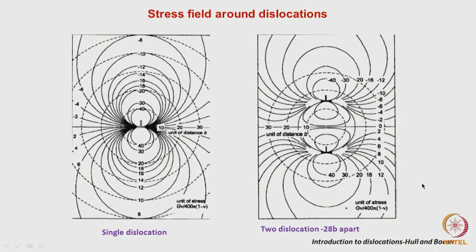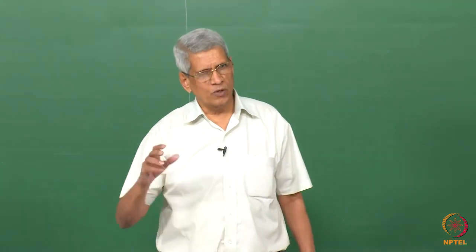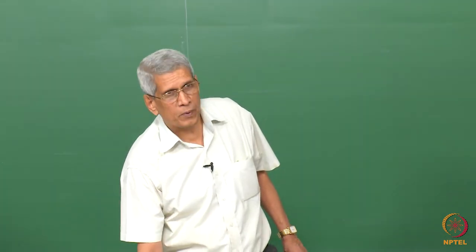That is precisely what happens when we take a material, and during a recovery process when the polygonization takes place, the dislocations with opposite signs cancel each other. Other dislocations come one on top of the other to minimize the energy.